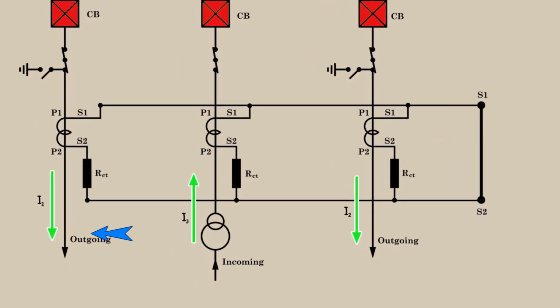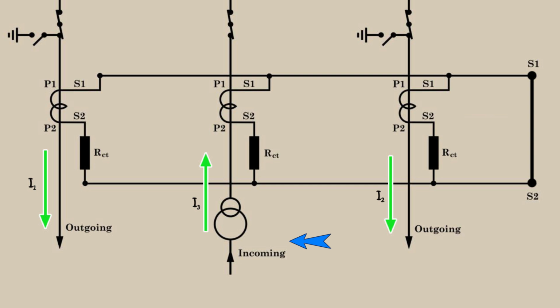If the secondaries maintain the same polarity, we can assume that at any instant, the secondary currents of the outgoing feeders enter through S1 and leave through S2, while the secondary current of the incoming feeder enters through S2 and leaves through S1. Thus, the polarity of the secondary currents of the two outgoing feeders is opposite to that of the incoming feeder.